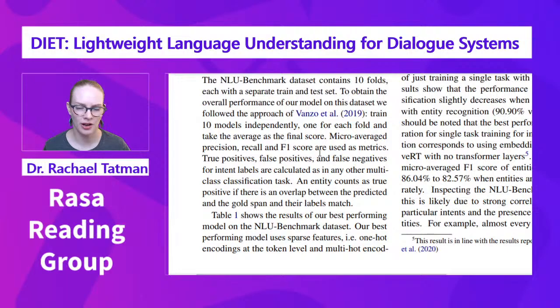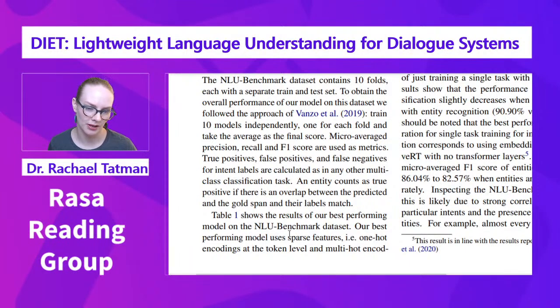Microaverage precision, recall, and F1 scores are used as metrics. True positives, false positives, and false negatives for intent labels are calculated as in any other multi-class classification task. An entity counts as a true positive if there is an overlap between the predicted and the gold span and their labels match. Okay, so it would still count even if there was only one letter worth of overlap, and the label was correct. Table 1 shows the results of our best performing model on the NLU benchmark dataset.